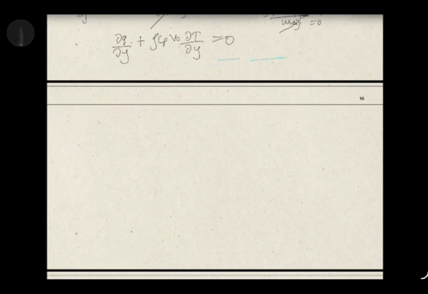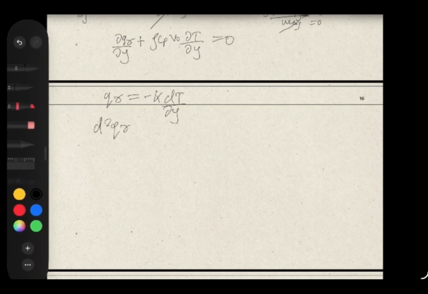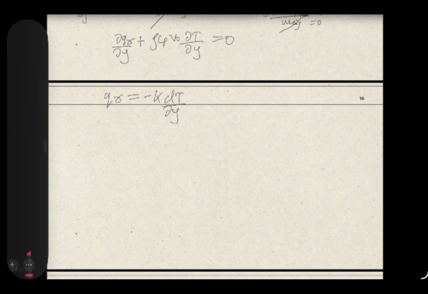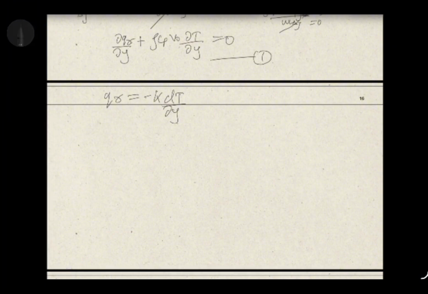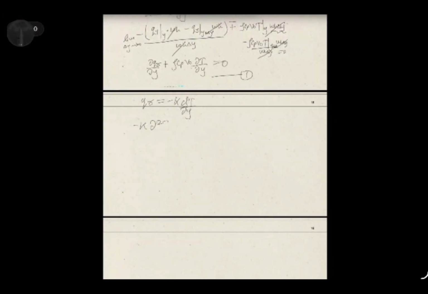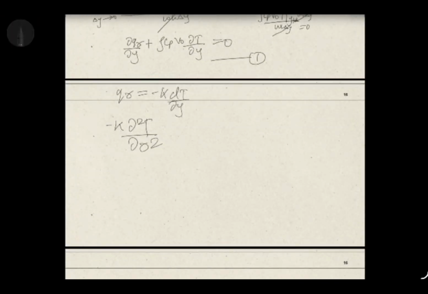Now we are applying Fourier's law of heat transfer, that is Qy equal to minus K dT by dy. So we are substituting here. So this equation, that is equation 1, would change to minus K d2T upon dy square plus rho Cp V naught dou T upon dou y equals to 0.